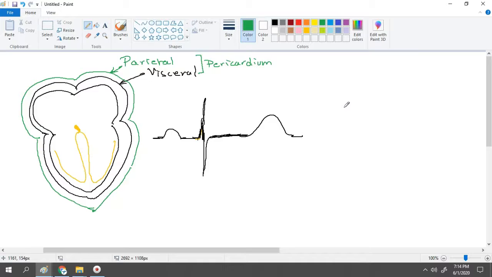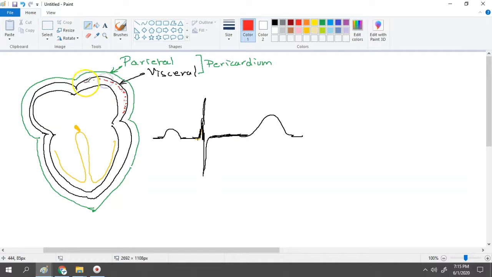Now, what is the correlate on the ECG? Remember that the visceral layer of pericardium is almost on top of the epicardial myocardium. That is just on top of the myocardium. That is what we call the epicardial layer of myocardium. So there is also going to be some amount of myocarditis.